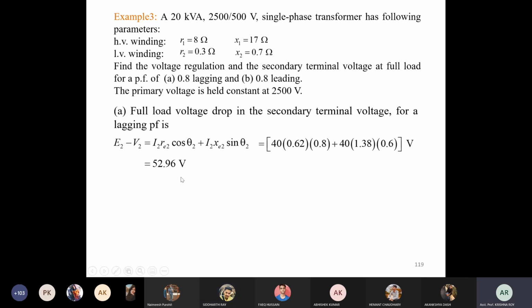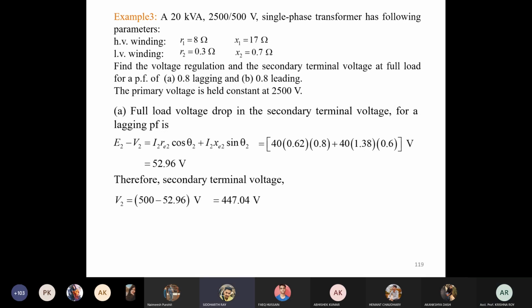Okay. Now secondary terminal voltage. What is the secondary terminal voltage here? This V2. E2 is given 500 volt. So calculate V2. You know the difference, E2 minus V2. So E2 is given. So calculate V2. 447.04. Yes, that is the secondary terminal voltage for 0.8 lagging power factor.